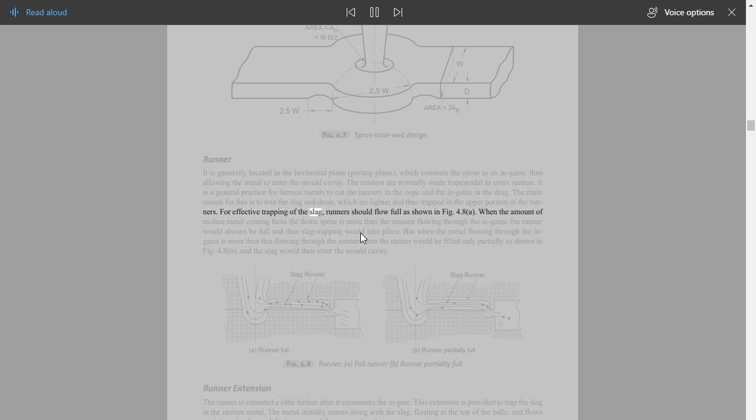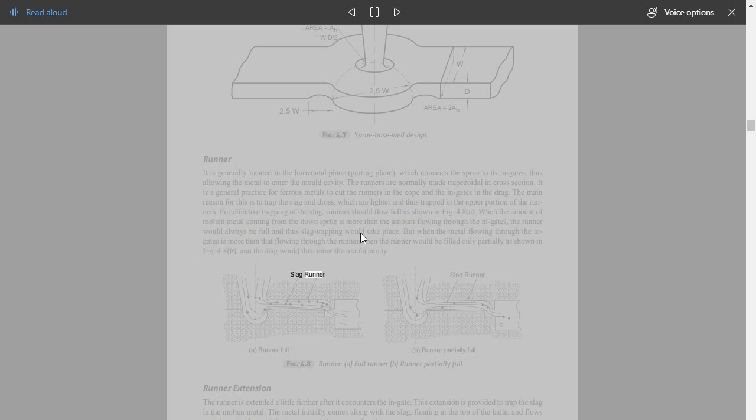For effective trapping of the slag, runners should flow full as shown in Fig. 4.8a. When the amount of molten metal coming from the down sprue is more than the amount flowing through the ingates, the runner would always be full, and thus slag trapping would take place. But when the metal flowing through the ingates is more than that flowing through the runners, then the runner would be filled only partially as shown in Fig. 4.8b, and the slag would then enter the mold cavity.